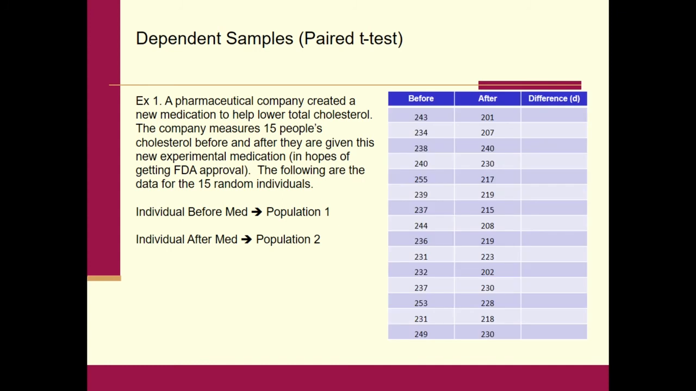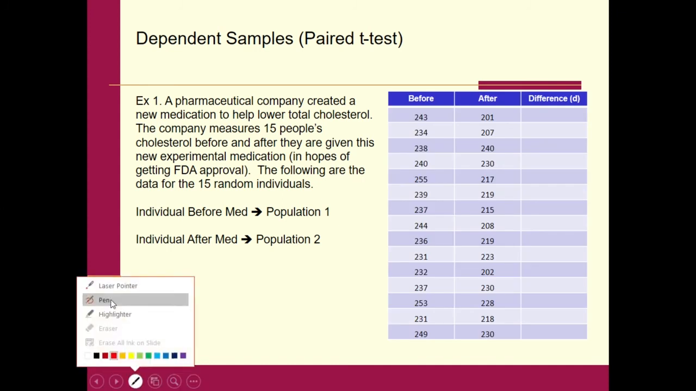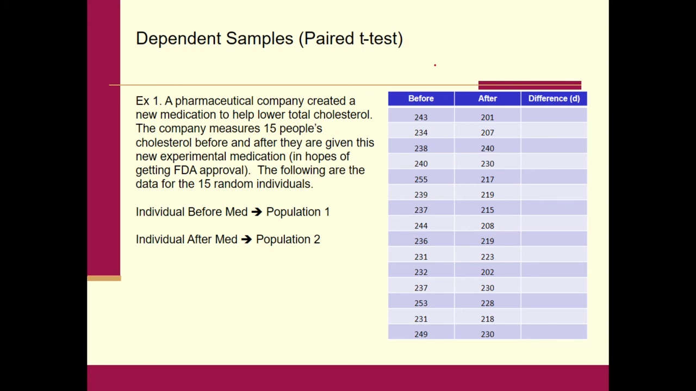And so here's the data. Take a look here: we have the data before, then we have the new pill, and then we have after. For the first person, they had a cholesterol of 243. It lowered down to 201. For the second person, 234, and then 207. And what has intervened? That pill.